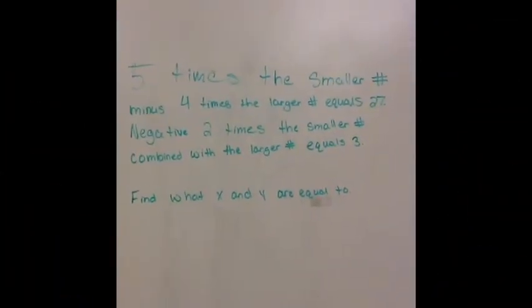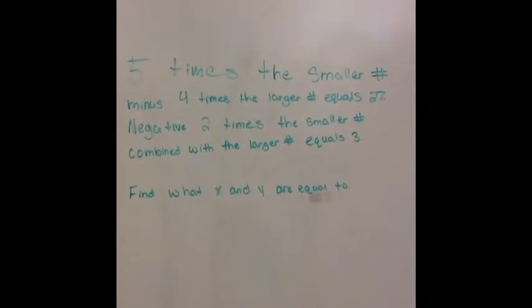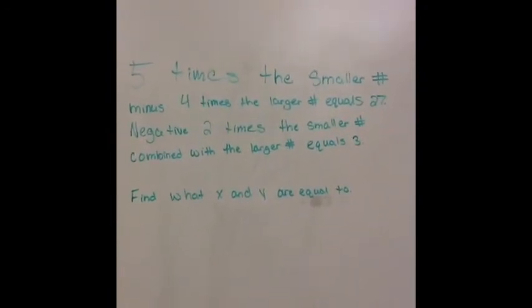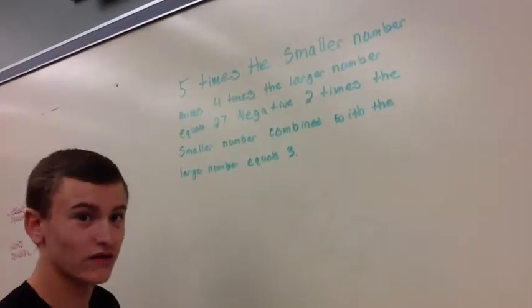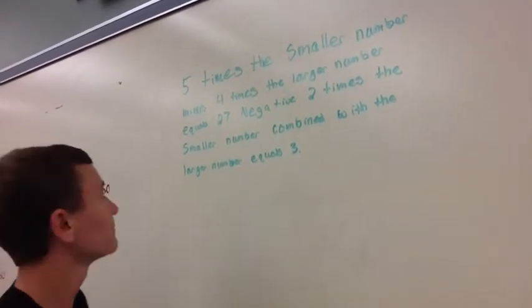smaller number minus 4 times the larger number equals 27. Negative 2 times the smaller number combined with the larger number equals 3. Find what x and y are equal to. Now we will show you how to get the two equations based on the word problem.